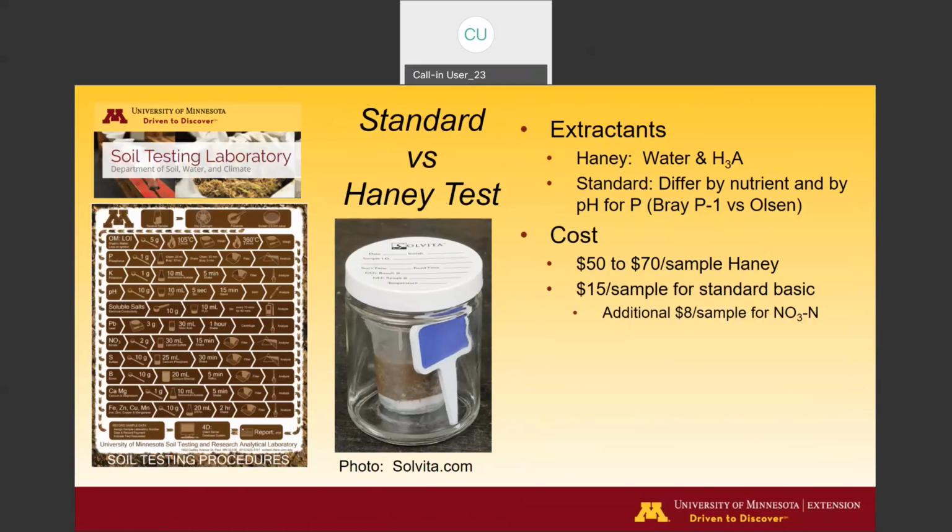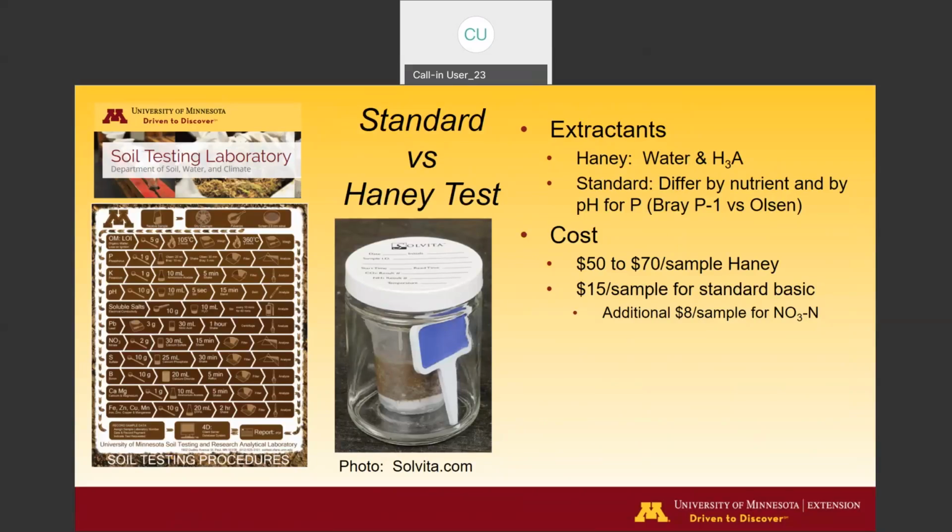Now, costs do vary by test, of course, and also whether you can get discounts or not. But typically, the Haney test will cost anywhere from $50 to $70 per sample. Whereas, for example, at University of Minnesota, we charge $15 per sample for the standard basic analysis. If you want to run the test for nitrate nitrogen, and that includes that additional depth down to 24 inches, then that cost will be another $8, so a total of $23 per sample. Private labs run about in that range too, give or take.